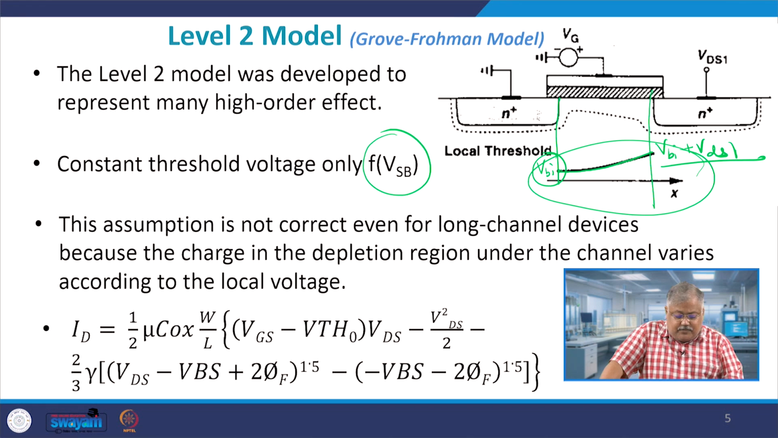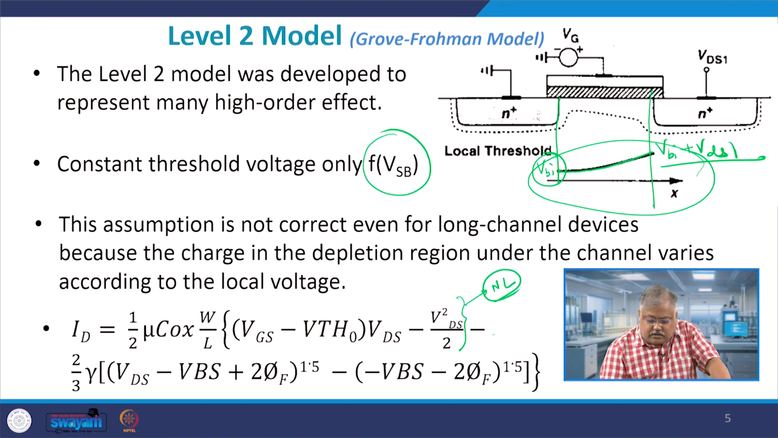Then we write ID to be equal to 1 by 2 mu Cox W by L, VGS minus VTH0, where VTH0 is the threshold voltage at 0 bias, into VDS minus VDS square by 2. Up till this point, if you remember, this was the nonlinear part of the ID. What has been added here is this second quantity, this and this, right. And this gives you the variation of the current because of VBS.